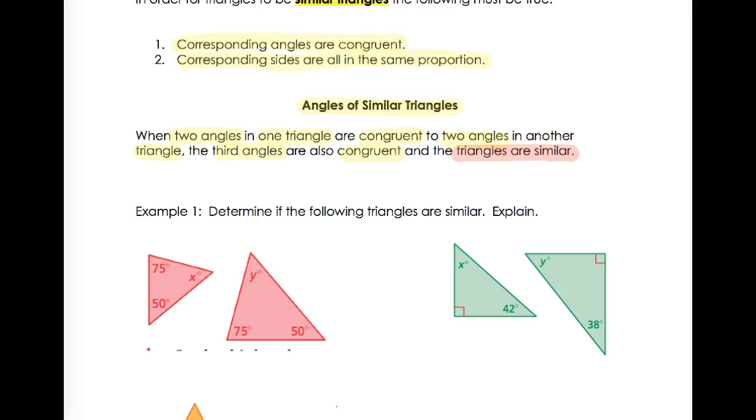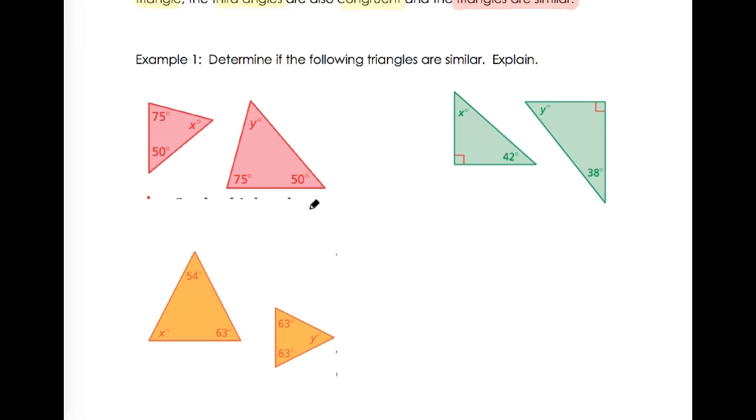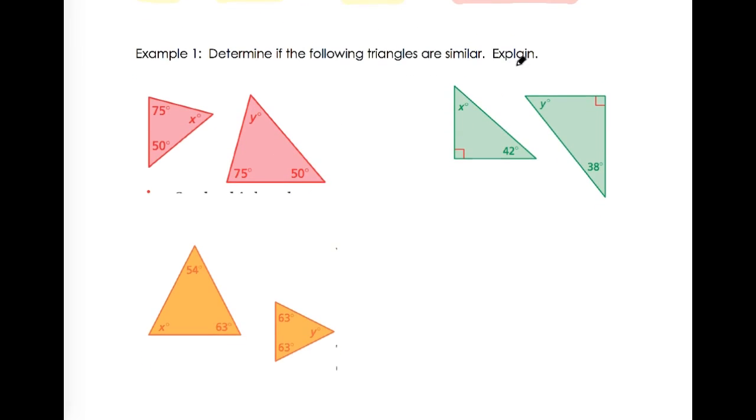So if we move down to example 1, it says determine if the following triangles are similar, explain. Well, when I look at this, I see the triangle on the left and a triangle on the right. I see a 50-degree angle here, and so that angle is going to match up with this angle. And then I see an angle that is a 75-degree angle right here. So that angle, and notice in the larger triangle there's another 75-degree angle, so those two match up.